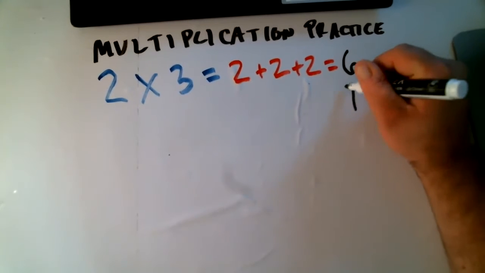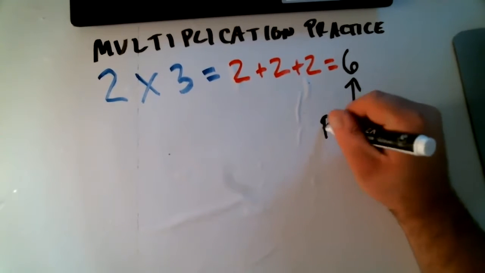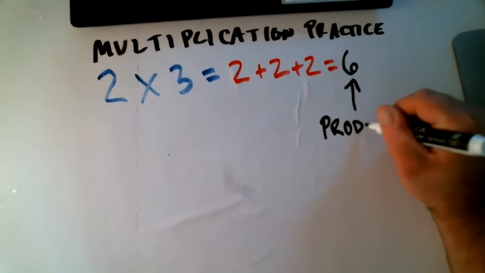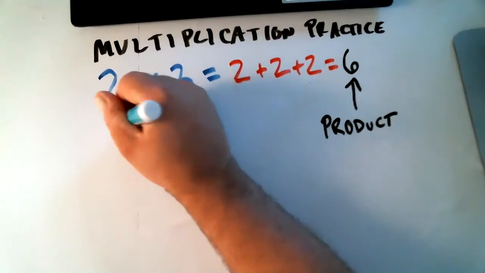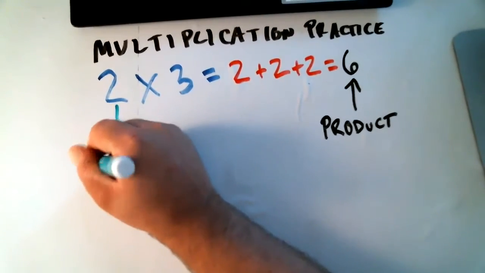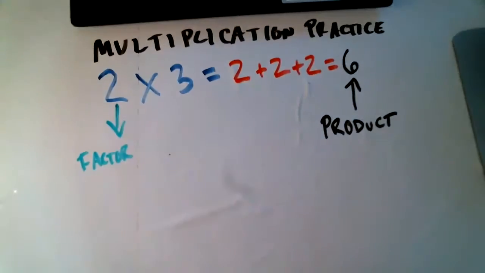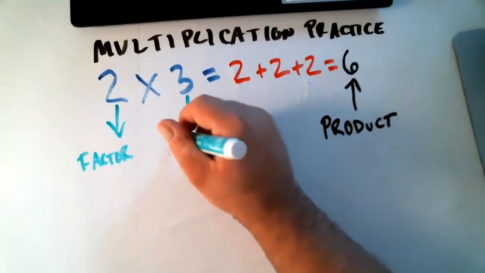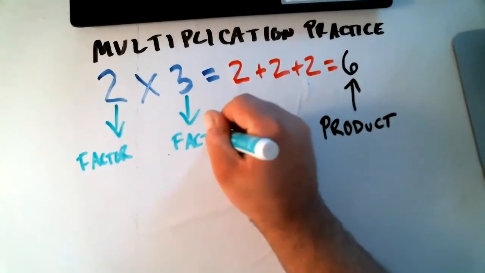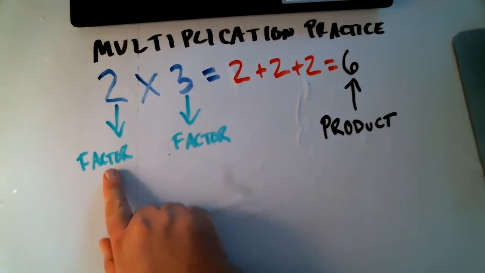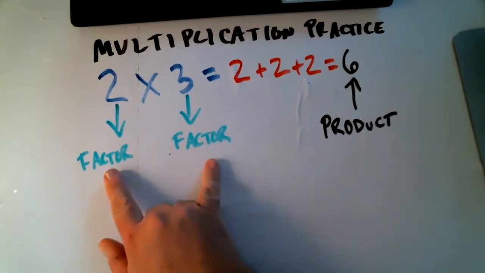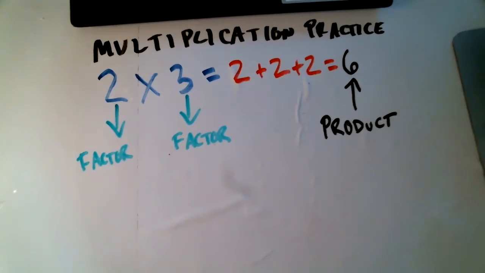Now this answer is called the product. Okay, and so that's the answer to a multiplication problem. But the two numbers or more that get multiplied together are called factors. So this is a factor. Okay, so 2 is a factor and 3 is a factor. So this 2 times 3 are two factors of the product, which is 6.